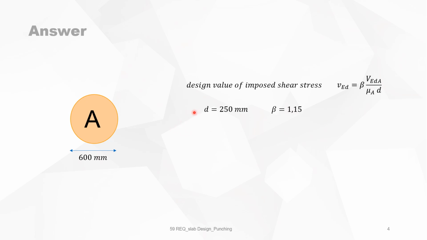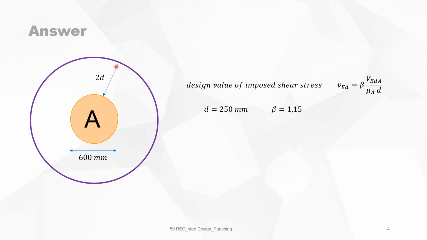d is 250, and beta is 1.15 because the support is at the middle of a slab. Now we go for u_A, the critical circumference. It's at the distance 2d, so this is the critical circumference. So u_A is of course just the total length of this circle with a diameter of 600 plus 4d.